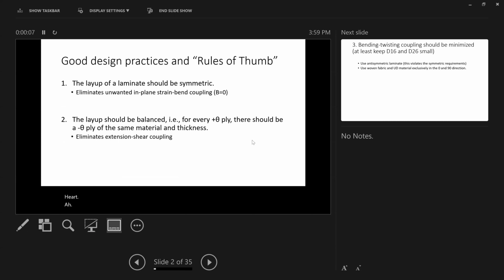So these are good design practices, or rules of thumb, for engineers who work on this. They were summarized by engineers who work in this kind of business. Number one, it's simple to understand; we learn these things from our CLT practice. The layout of a laminate should be symmetric. That should be your first priority. So when you design anything, try to make the laminate symmetric.